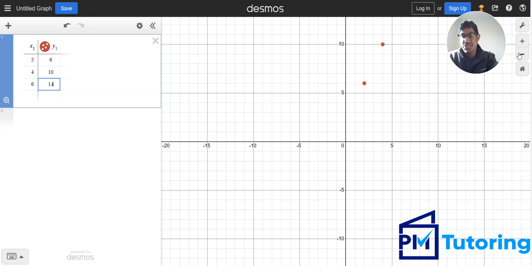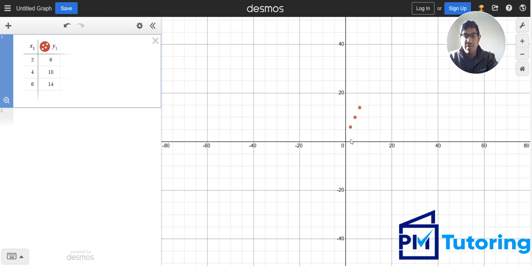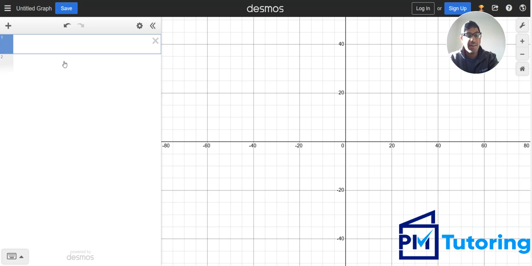So you can see that that's shaping up to be a linear equation. It'll put those points there for us. And if we wanted to find the equation of this line, we could do so using a regression. More on that later.